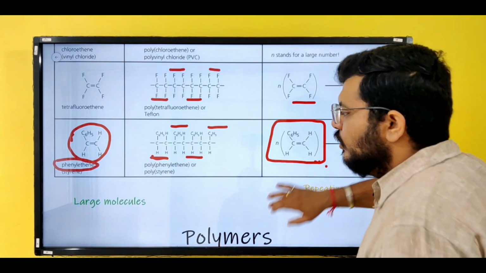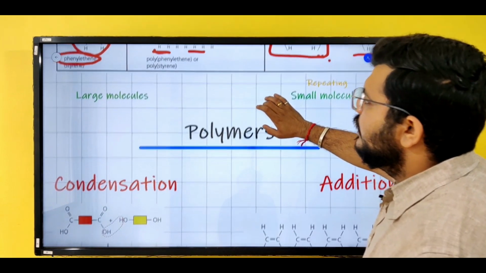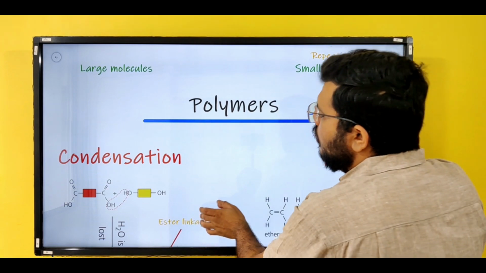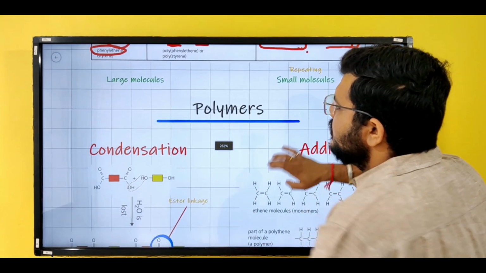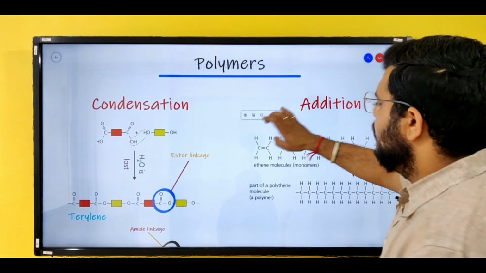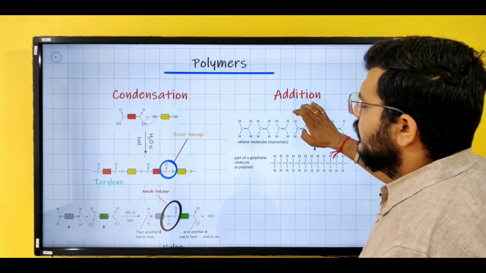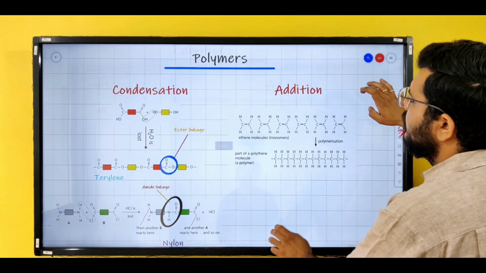Now that we know what polymers are, right? Large molecules made by repeating small molecules. Let us understand how polymers are made. Now polymers are made with two methods.